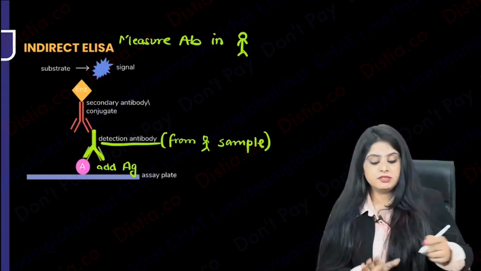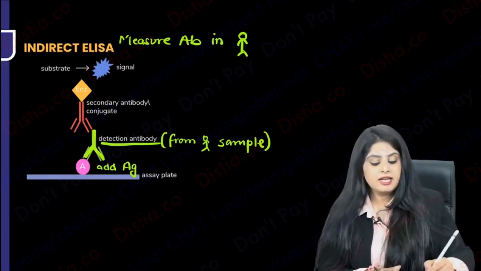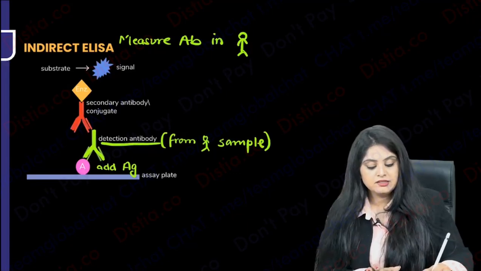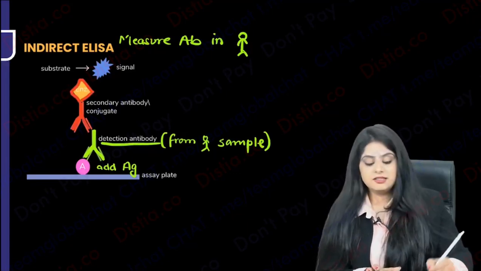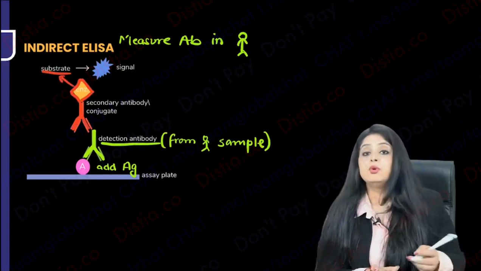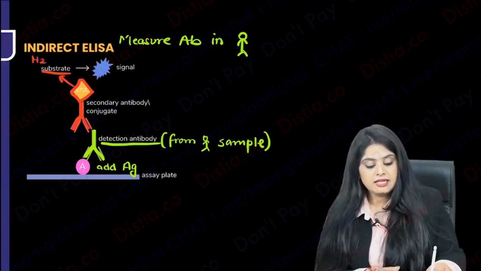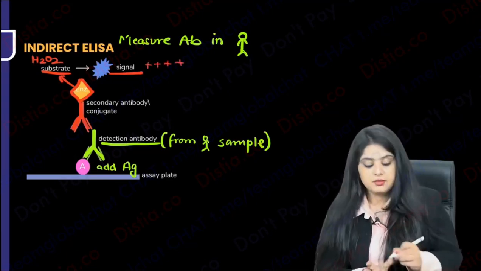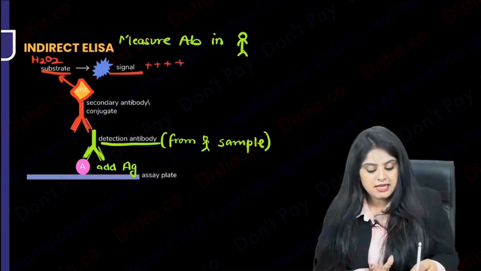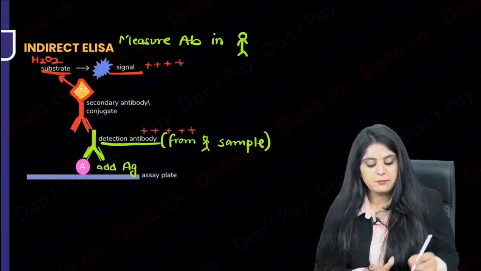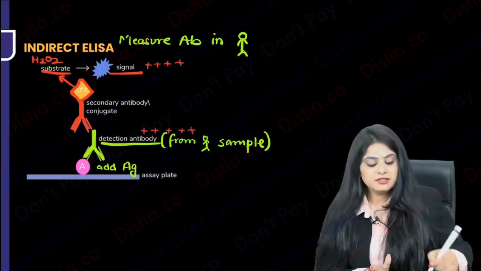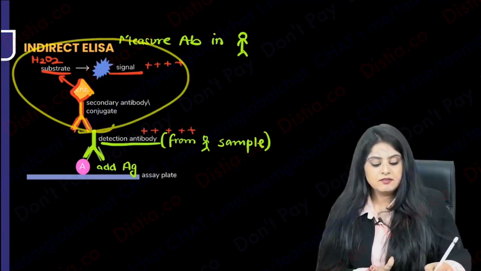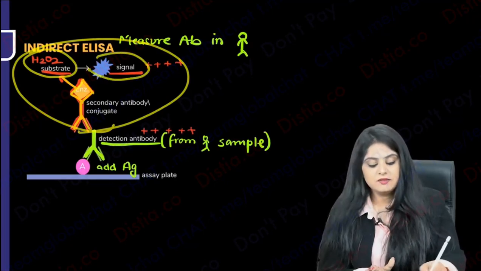Then to confirm this, I did the same process again. I added another antibody. This time I had conjugated that with an enzyme. That enzyme went and broke the substrate H2O2 that I added, and finally I got the color. So the more color I get, the more antibody was in the patient's sample. So ultimately I realized that adding an antibody linked with an enzyme, the enzyme will break the substrate H2O2 and the color will come out.